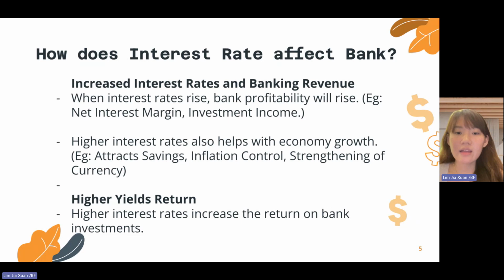Higher yields and returns. The higher the interest rate, the more it increases the return on banks' investment. The price of existing bonds may decrease in a scenario where interest rate rises. On the other hand, newly issued bonds actually have a higher interest rate, giving banks the chance to put money into assets with more enticing yields.